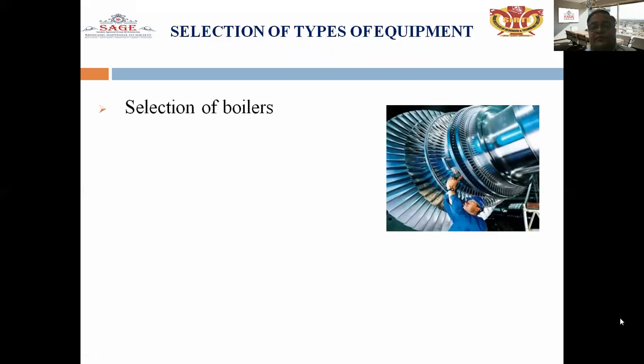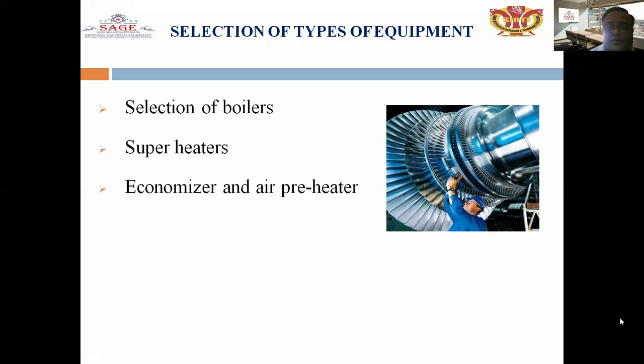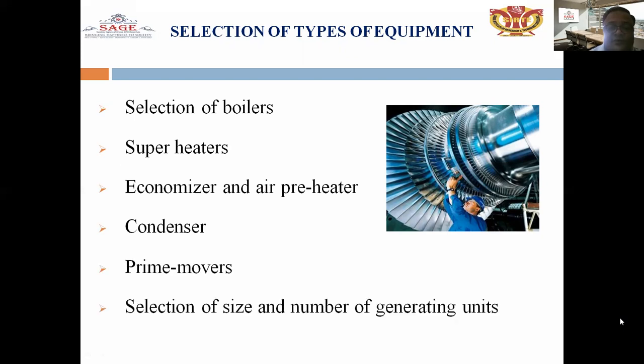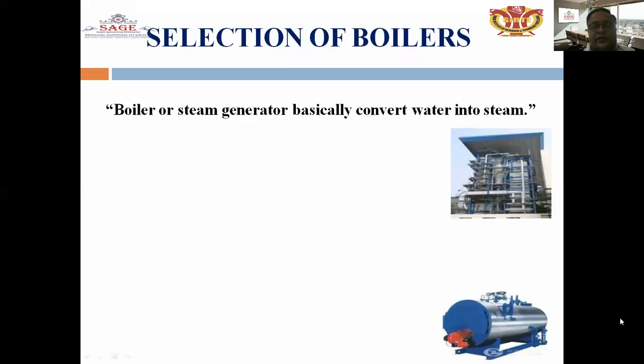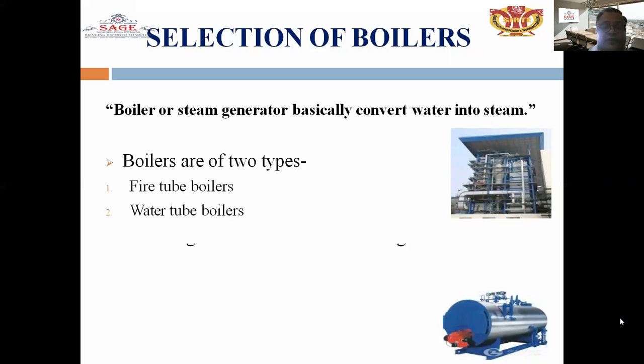Next is the selection of the type of equipment: selection of the boiler, superheaters, economizer and air preheater, condenser, prime movers, and selection of size and number of generating units. Selection of boiler: a boiler or steam generator basically converts water into steam. This is the main function of the boiler. Boilers are of two types, the fire tube and the water tube boilers.